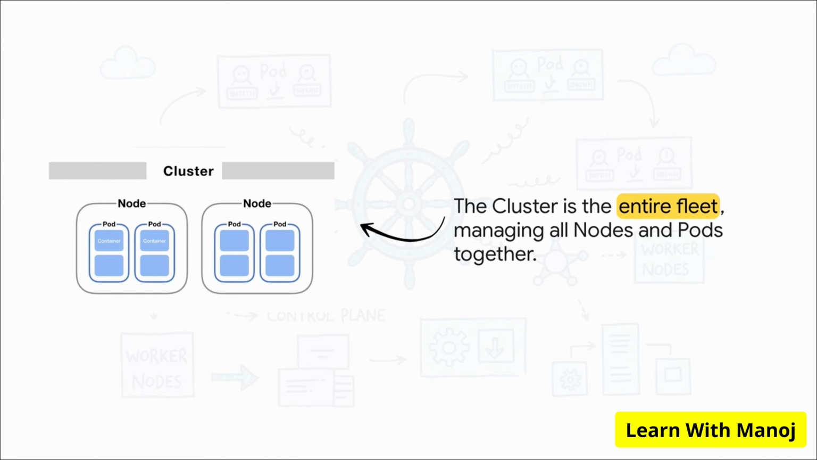Each one of those nodes is running a bunch of pods, and inside each pod, we've got our containers. This layered structure is what gives us incredible scale and resilience. I mean, if one node completely fails, Kubernetes just moves its pods over to a healthy node. The fleet just keeps on sailing.